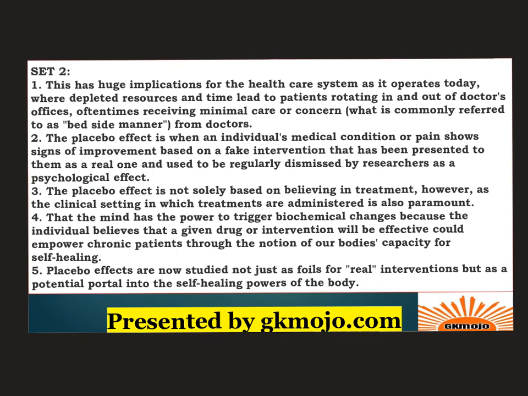So let us have a look at the set 2. Again, 5 sentences are given. They are in a jumbled form. We have to arrange them so that we have a coherent paragraph, right? So we have to sequence all the 5 sentences.